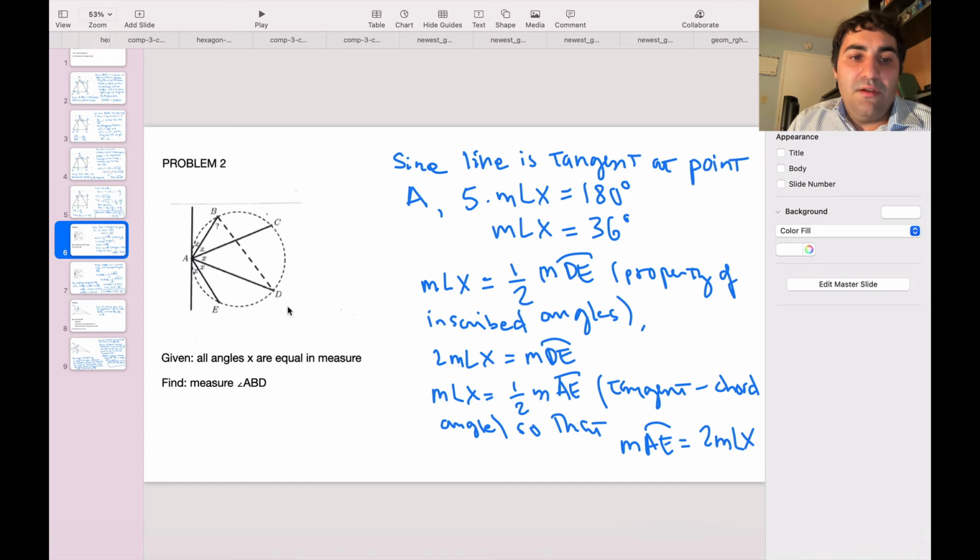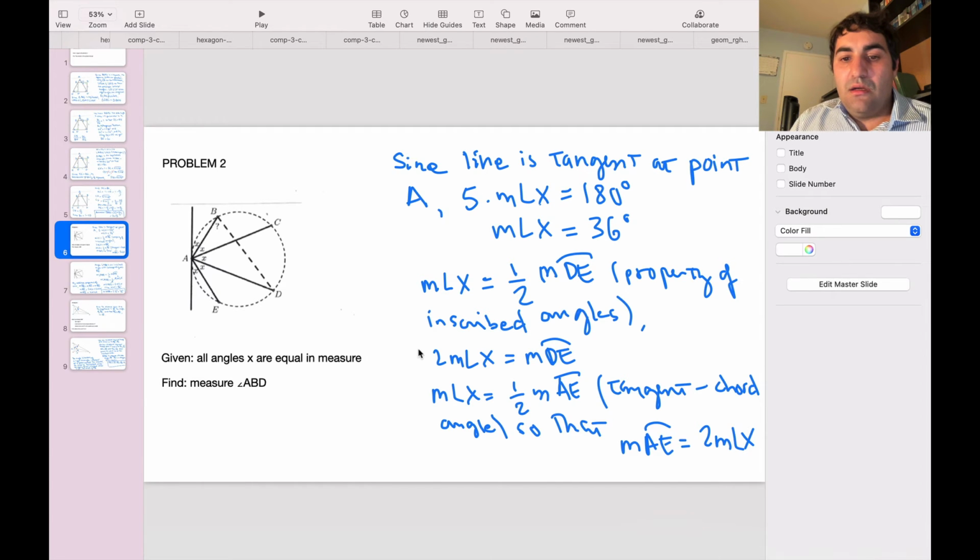So if we look at this arc DE, right? We have angle EAD, which is measured by X, and it is going to be equal to 1/2 times the measure of arc DE. That's the property of inscribed angles. So measure of arc DE is equal to 2 times the measure of angle X.